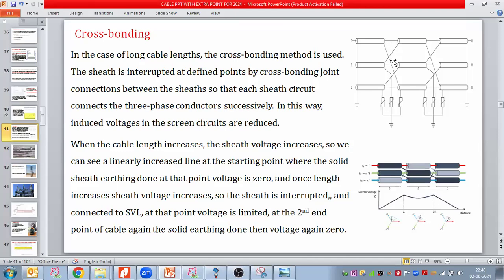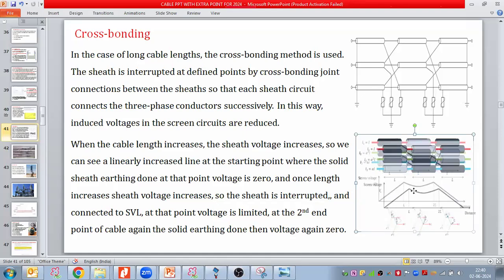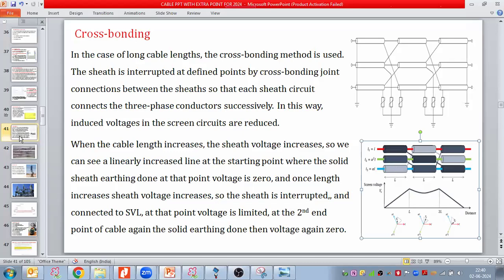See here. Could you see this part coming from here to here, and then it is connected here. There is a cross. That means the phase is changing from R to B. In order to change the phase, you have to interrupt this. That is a cross bond, right, sir? Yes, the phase is changing so that your vector sum would be 0. Okay, fine, 120 degrees apart.